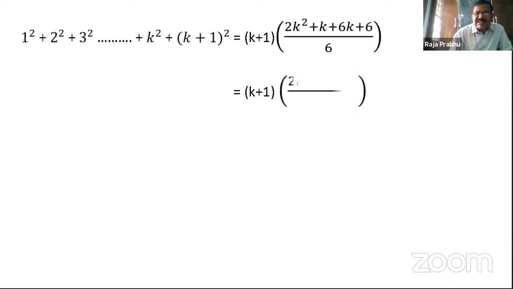Yes, children, I think you followed right now. The numerator here is 2k square plus k plus 6k plus 6 divided by 6. Now k plus 6k is 7k. That is written here. Right now, it is just like a quadratic polynomial or quadratic expression. Now we have to factorize this.